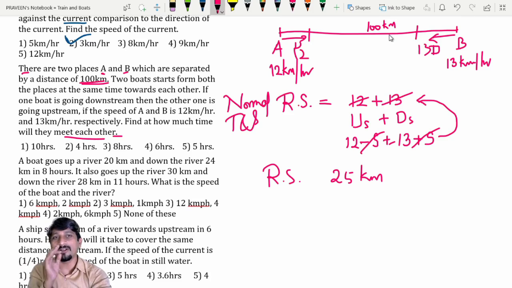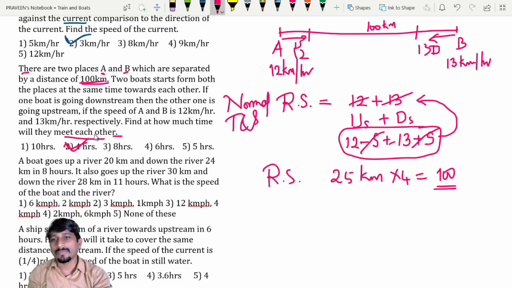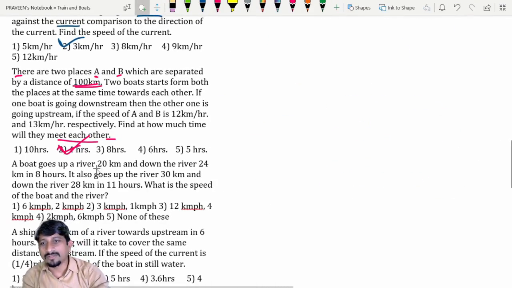They have to travel 100 kilometers to meet each other between them. Means this has to go 4 hours. That also has to go 4 hours. Then only 25 into 4 is equal to 100. Because of this, it has been neutralized and it has become a normal relative speed question. So 100. So after 4 hours they will meet. They will meet after 4 hours. So very easy peasy question. Let us go to the next one.